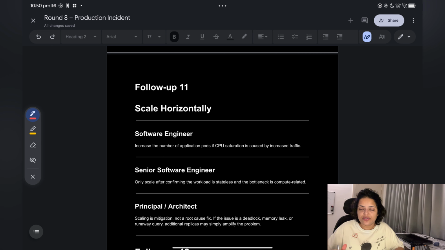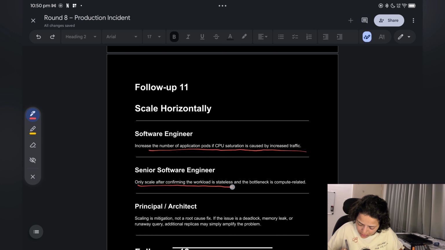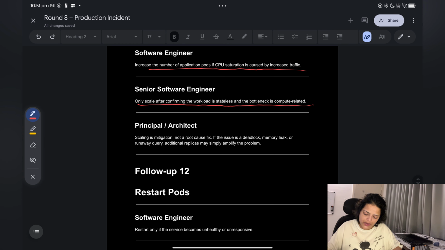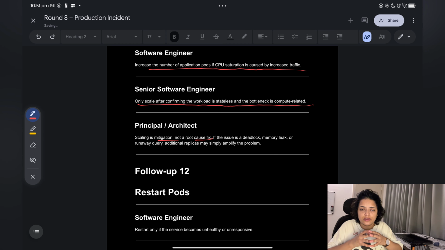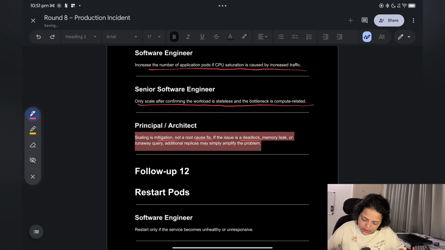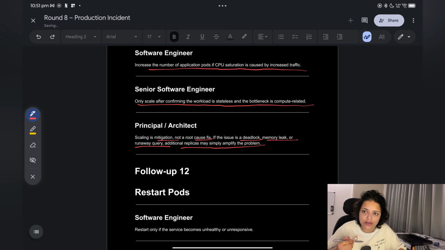Now follow-up question 11 is related to scaling horizontally. The software engineer will say to increase the number of application pods if the CPU saturation is caused by increased traffic. The senior software engineer will say to scale only after confirming the workload is stateless and the bottleneck is compute related. The principal architect will say that scaling is mitigation, not a root cause fix. You are reducing the impact by scaling, but you're not fixing the root cause. If the issue is a deadlock, memory leak, or runaway query, additional replicas may simply amplify the problem, correct?